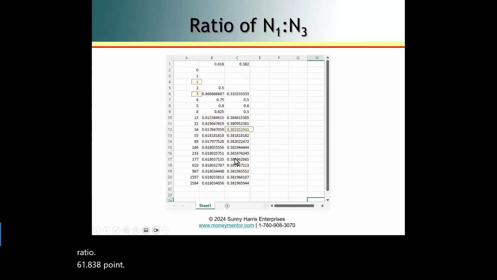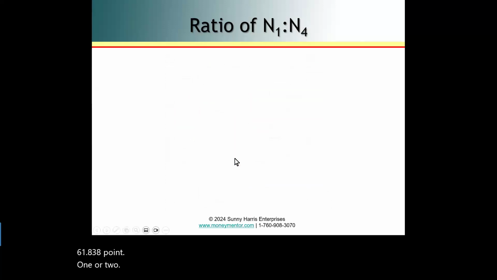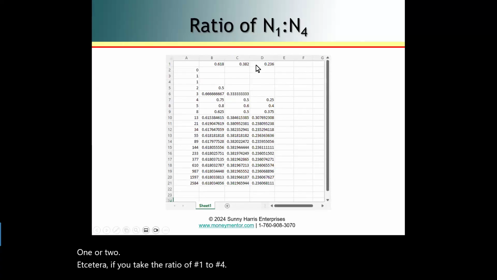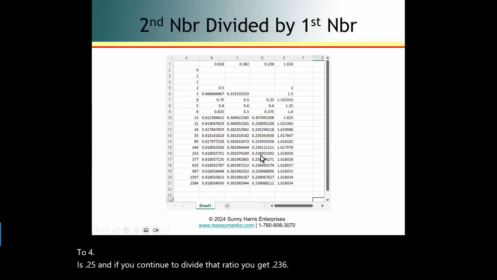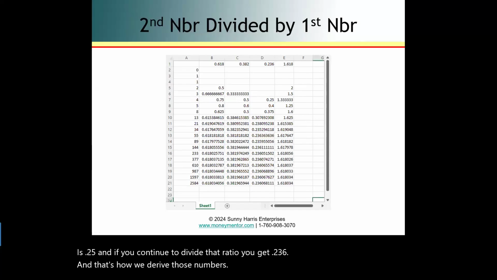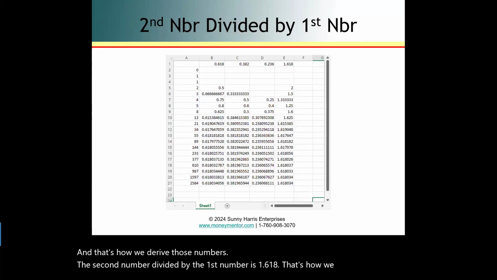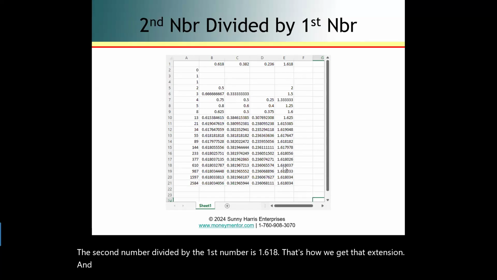If you take the ratio of number 1 to number 4, you get column D, which is 0.236. So 1 to 4 is 0.25. And if you continue to divide that ratio, you get 0.236. And that's how we derive those numbers. The second number divided by the first number is 1.618. That's how we get that extension. And as you divide it farther and farther, you get closer and closer to the result.